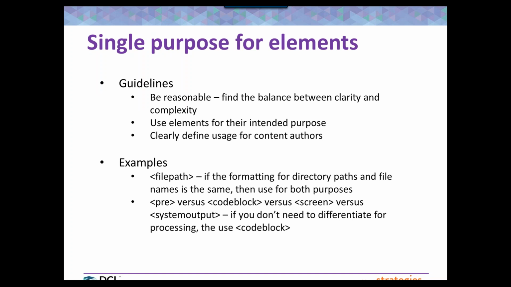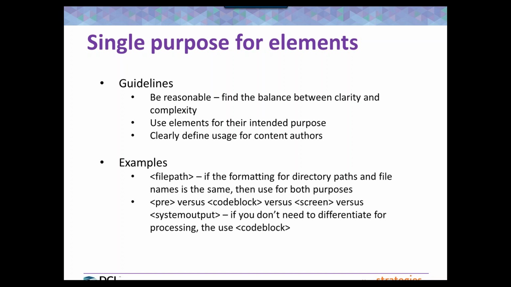So when I'm talking about having a single purpose for an element, I do have to say you have to be reasonable. The reality is that there are some times when the distinction just isn't going to be warranted, and you might in any given time period say, okay, we're going to acknowledge that we're not doing the best practice, and do what makes sense for you. So for the guidelines, be reasonable. We have to find that balance between clarity and complexity, which means that it's clear for translators and processors to know what they have and what they need to do with it. And it's not so complex that the author is tagging every other word and feeling like they're not actually typing anything.